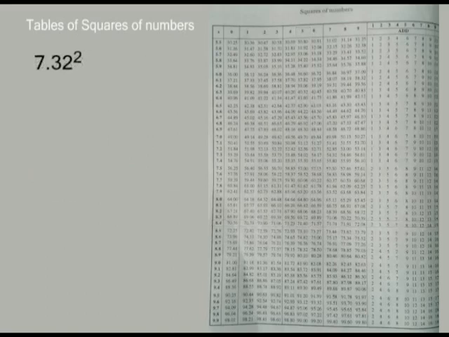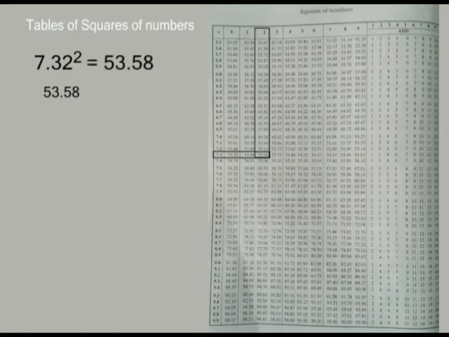Next, 7.32 squared. First decimal place 7.3, so we are here. Next digit is 2. The column of 2 coincides with our row here. The number is 53.58. We do not have a third decimal place, so we stop there. And so the square of 7.32 is 53.58.